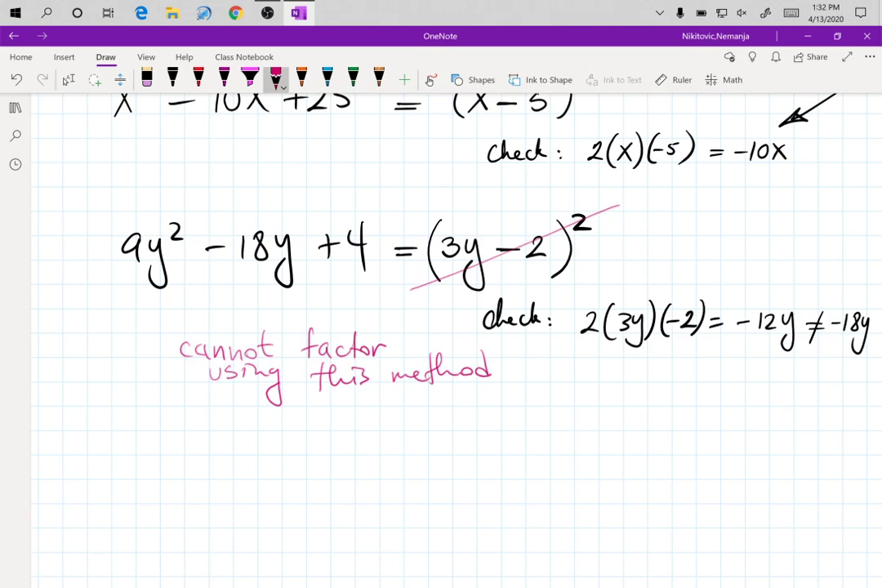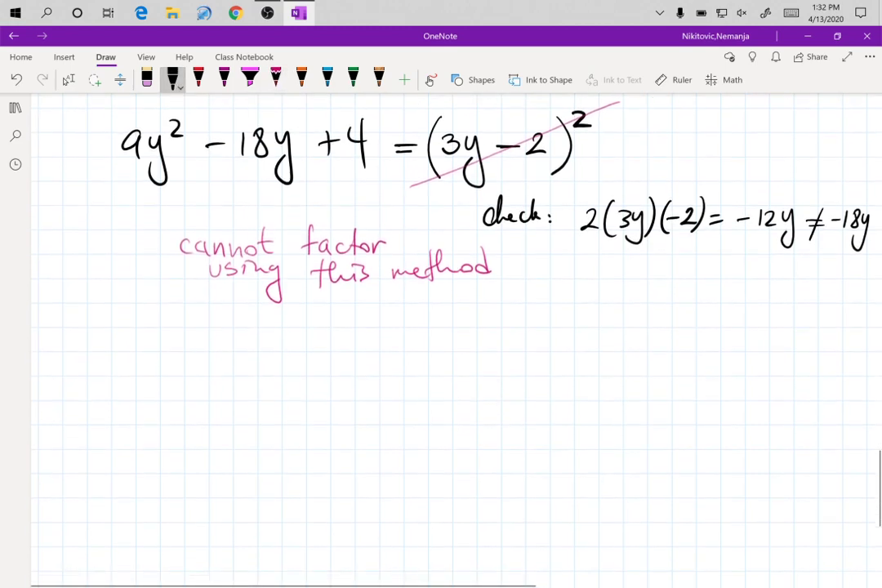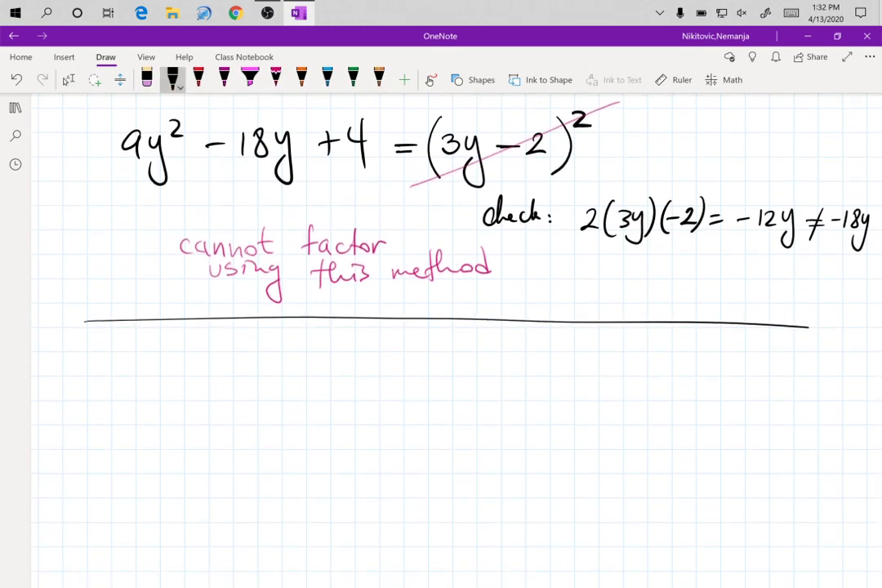Let's take a look at a few homework exercises regarding this special factoring. There are some spicier examples that we can work with. Let's hope the tablet keeps it together here. 9x squared plus 30x plus 25.